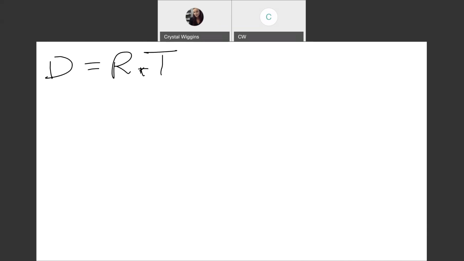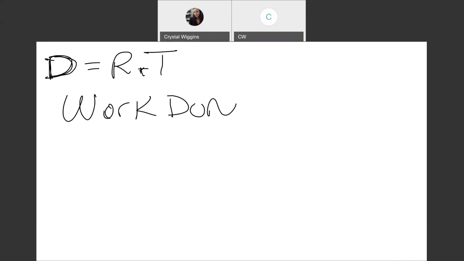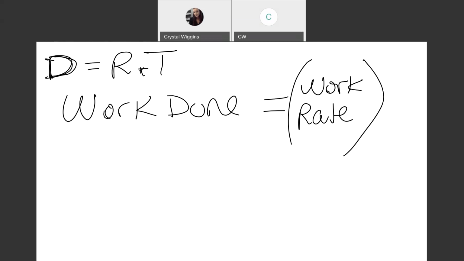A distance is equal to rate times time. D equals RT. And if we were doing work rate, so we also learned that work done, when we did this as an application problem in algebra, work done is equal to the work rate, how fast the worker can do the work, times the time it takes them to do the work.